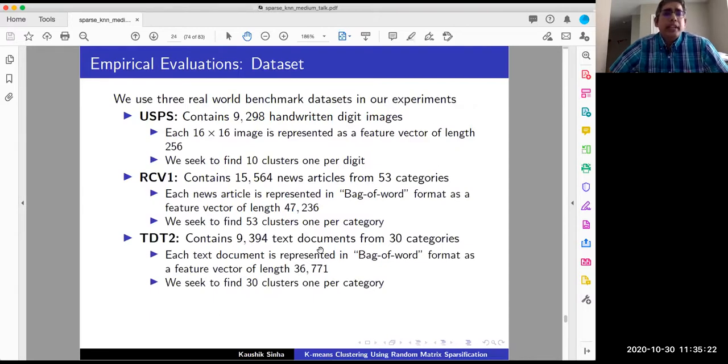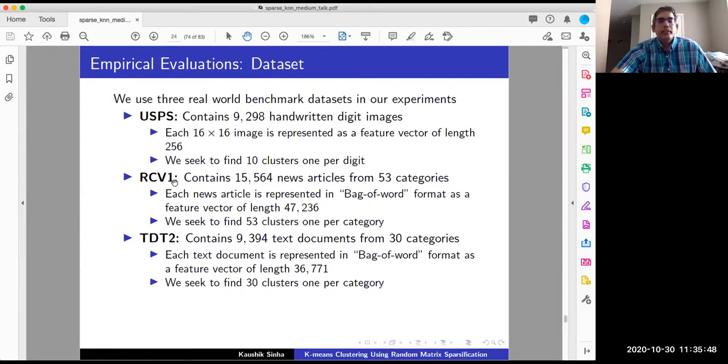So then I'll try to provide some empirical evaluation on data sets. We have performed this on 3 real-world data sets. One is the USPS. This is a very standard data set in machine learning. It contains handwritten digits. Each digit is a 16 by 16 image presented as a vector of length 256. We seek to have 10 clusters, one corresponding to each digit 0 to 9.